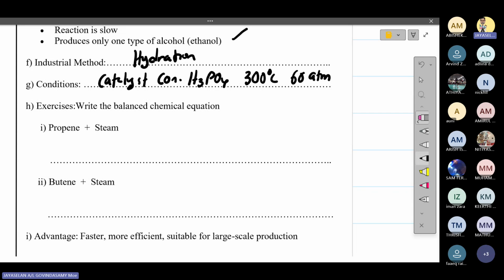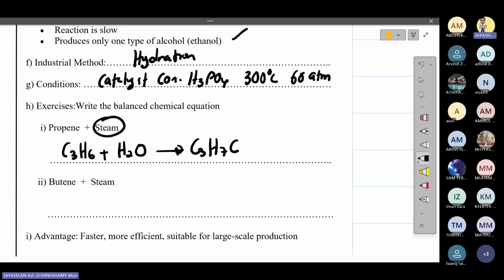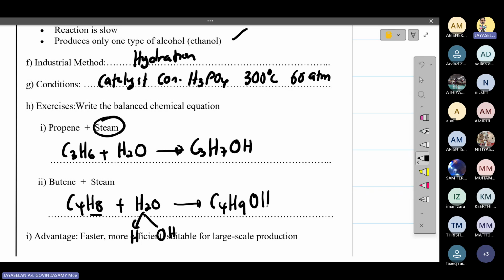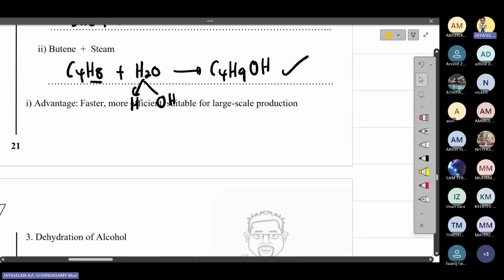Okay, propene. So what is the formula of propene? C3H6 reacted with steam, water. You guys will get C3H7OH, propanol. Okay, butene, C4H8. Reacted with water, you guys will get what? C4H8, right? Add 1, C4H9OH. Still don't know, means do break like this. Add 1, C4H9OH. Who got it like this? 2 marks.